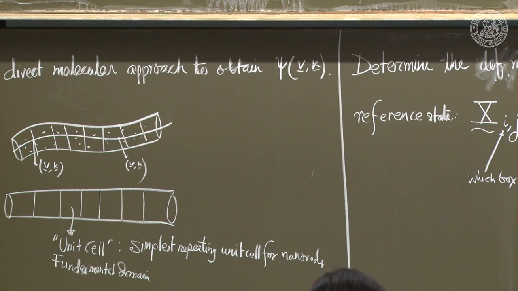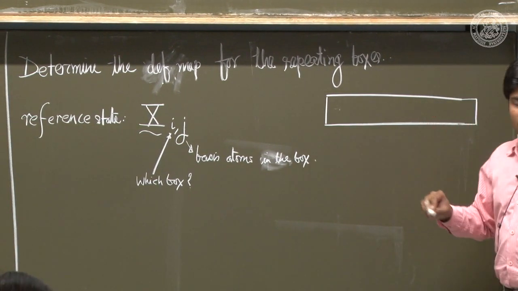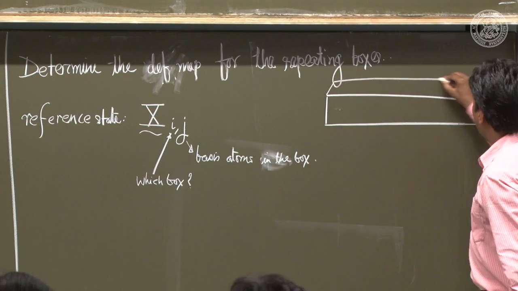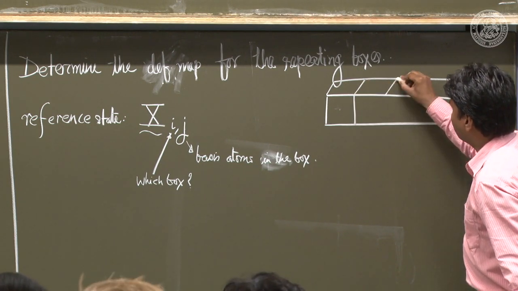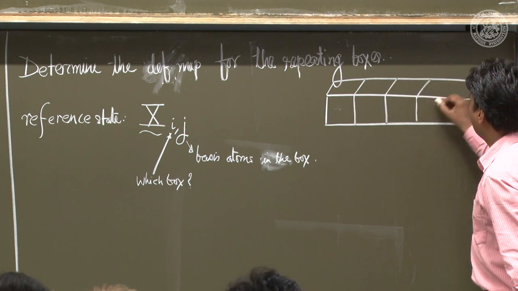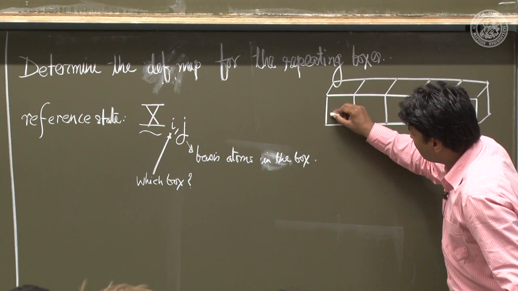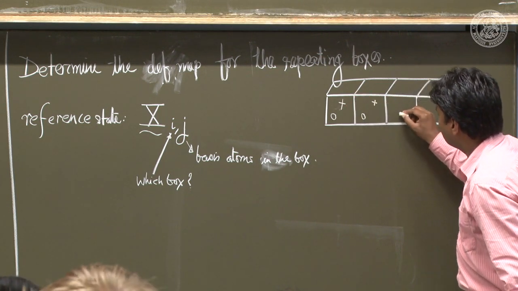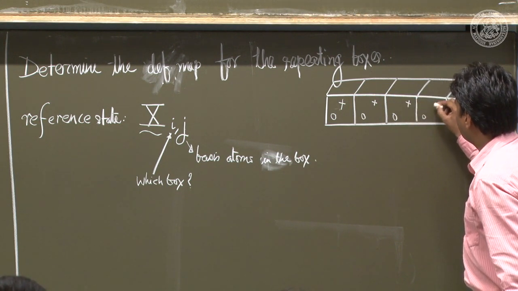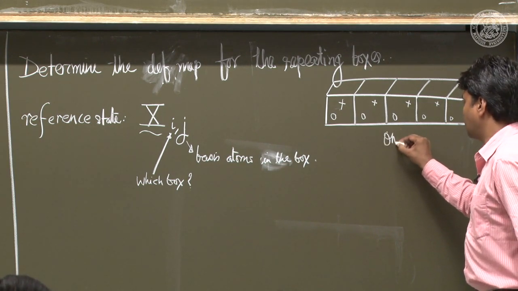Maybe I can draw some nice picture also. So, a nanorod, for example, could look something like this, and then you have the boxes. And within each box you may have, let us say, 2 atoms, one circle, one cross. So, it is like a one-dimensional crystal, as Professor Steinman said. So, it is a one-dimensional crystal.